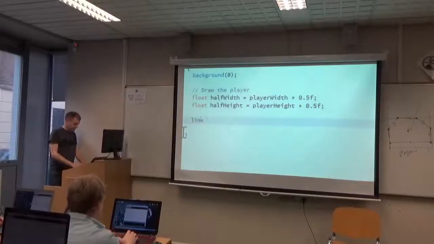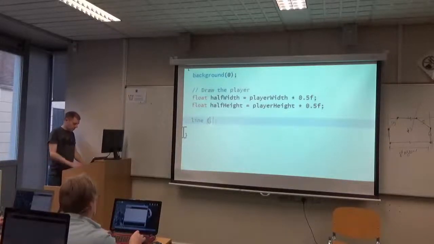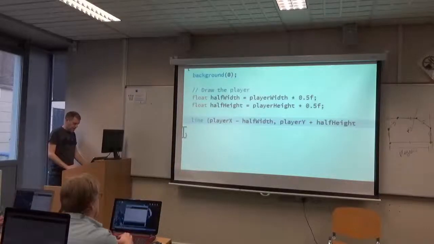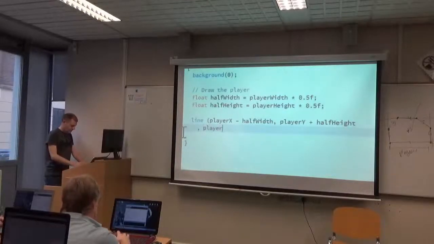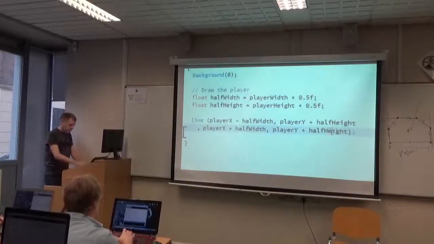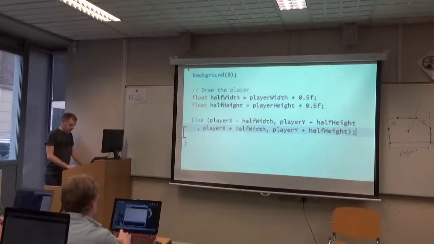Let's draw line number one. So for line number one, the x coordinate is going to be player x minus half the width. Then my y coordinate is going to be player y plus half the height. So that gives me the first two coordinates. Then we have the second two coordinates. So this time we're going to take player x plus half the width. And we'll take player y plus half the height as well. Alright, so that's the line that gets drawn for the bottom of the player.